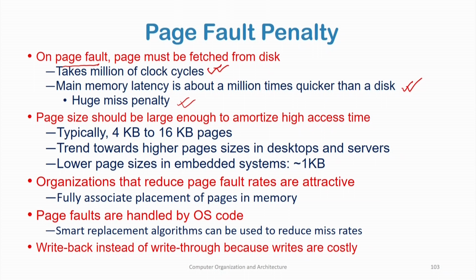So, what are the kinds of efforts that have gone into this? The first one is the page size that we decide. Like we have to decide the size of a block of cache, similarly, we have to decide what should be the size of a page. Page sizes should be large enough to amortize the high cost of accessing the secondary storage. So, once I access the secondary storage, I need to bring a lot of data together to maximize locality of reference as much as possible.